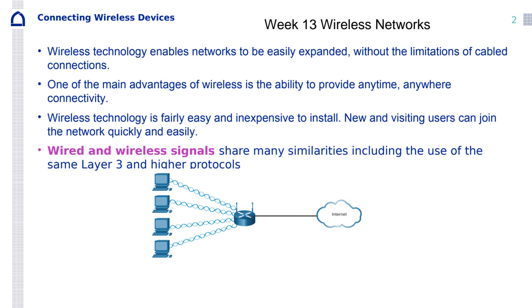Okay, it is easy and inexpensive to install because you don't have to pull cables, dig in the wall, or pull conduits and underground cables. So it's cheaper. Wired and wireless signals share many similarities, and they both use layer 3 and higher protocols.